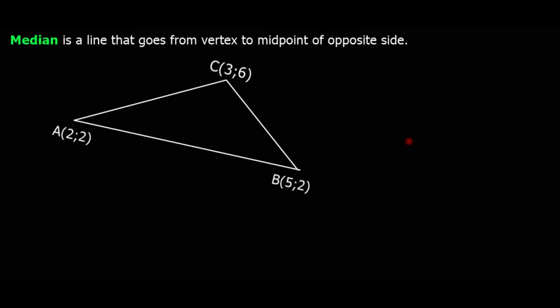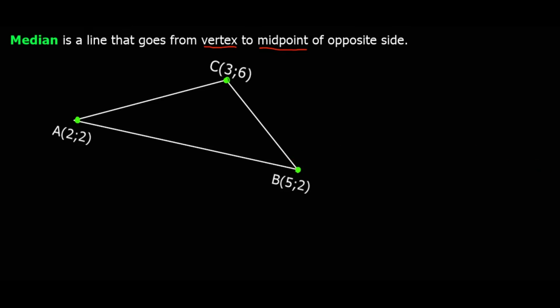Let's discuss finding the equation of a median. But first, let's define a median. A median is a line that goes from a vertex to a midpoint. The word vertex means a corner. So a triangle has three corners, so a vertex means a corner.